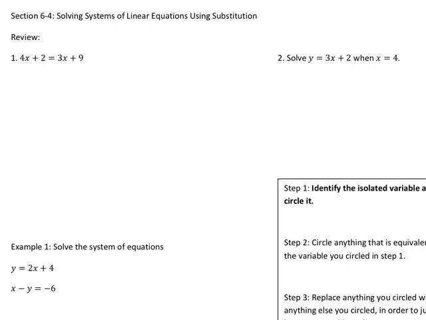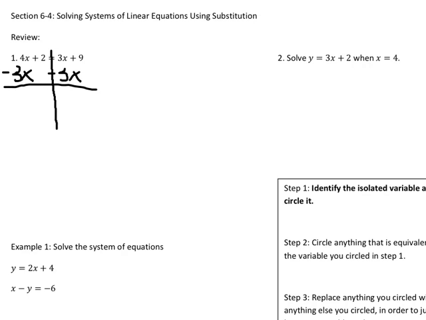Before getting into solving systems of linear equations using substitution, we're going to review a couple of problems that we have learned in the past. So this first one, we have variables on both sides of the equal sign. So we're going to draw our line, and we're going to get this variable on the same side. So I'm going to subtract 3x from both sides to get the x's on the same side.